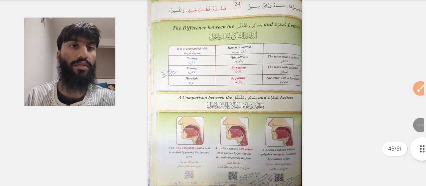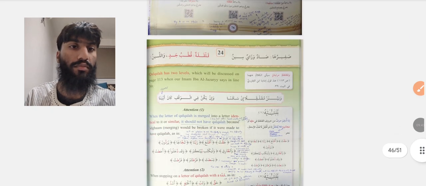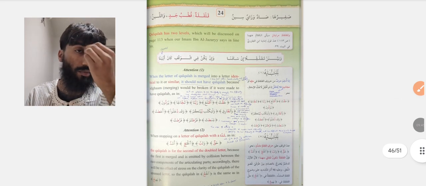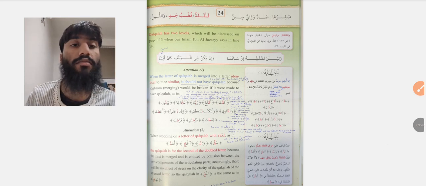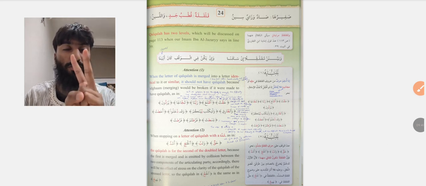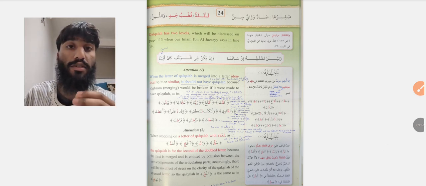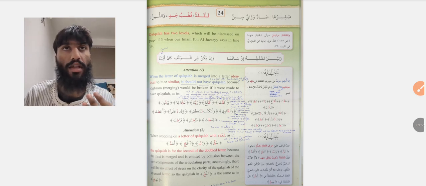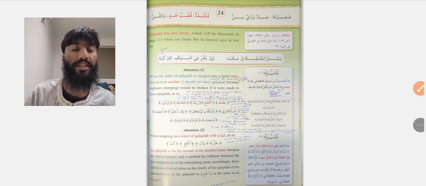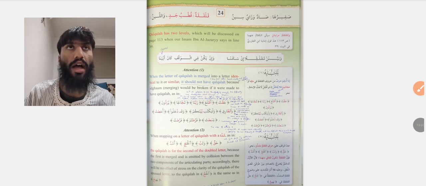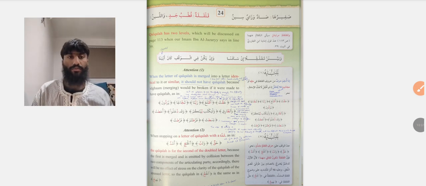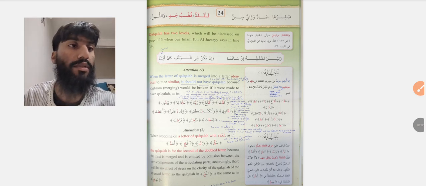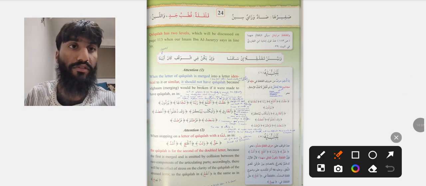Okay, but now qalqala has two levels to it in terms of what people say, its length, or how much of it you can hear. Now, in this part of the book, he didn't explain it. However, the verse is here, so I'll explain it inshallah.